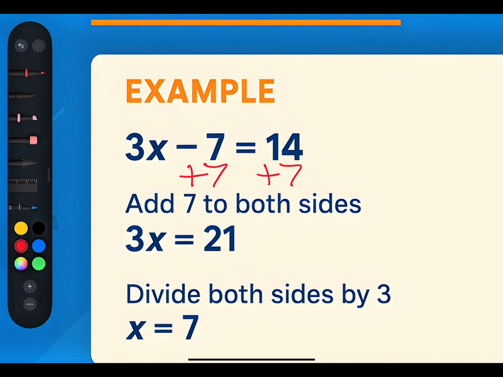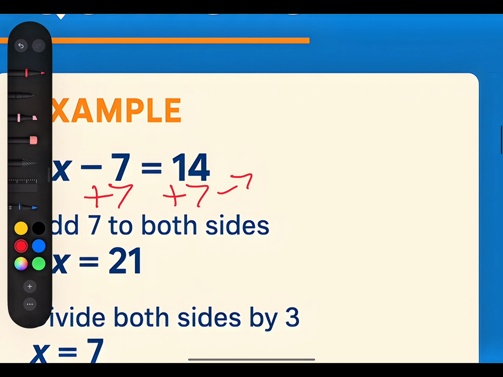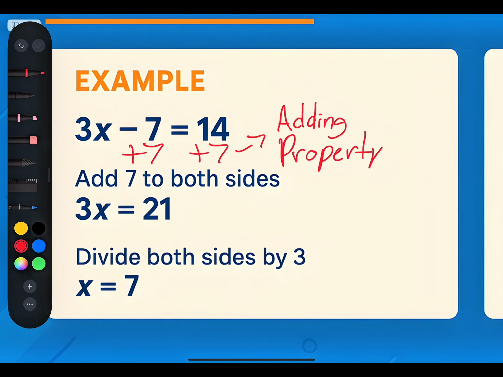And what property would this be? Well, remember, it would be the adding property of equality. Afterwards, we added 14 plus 7, which gives us 21. And now we have this equation, 3x equals 21.